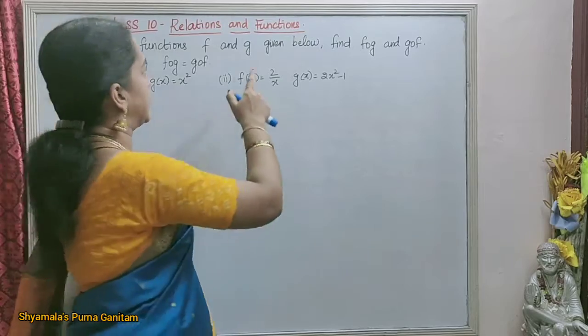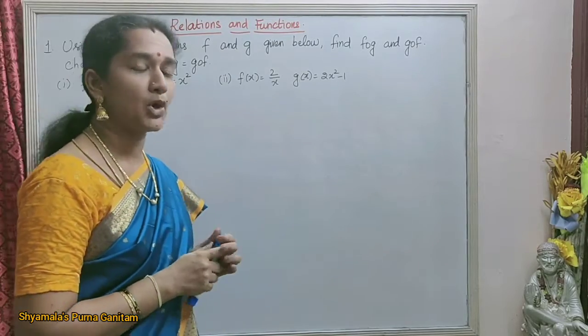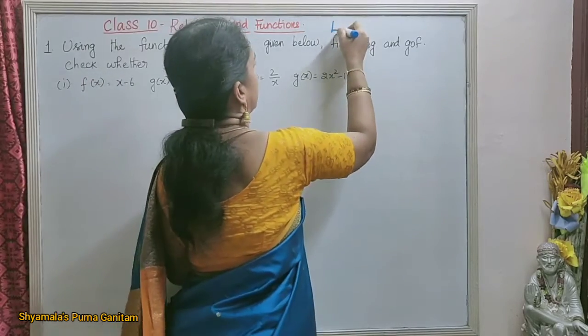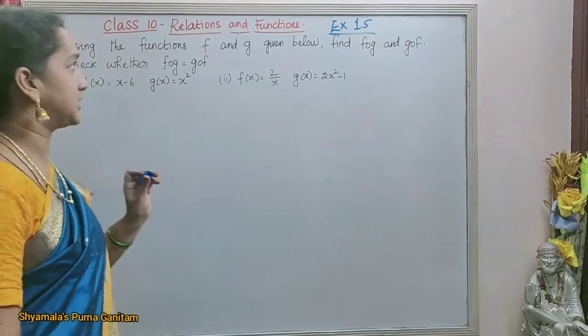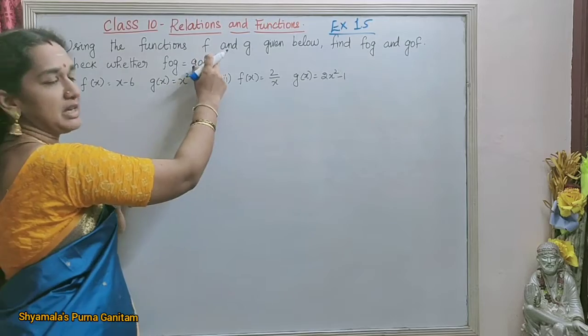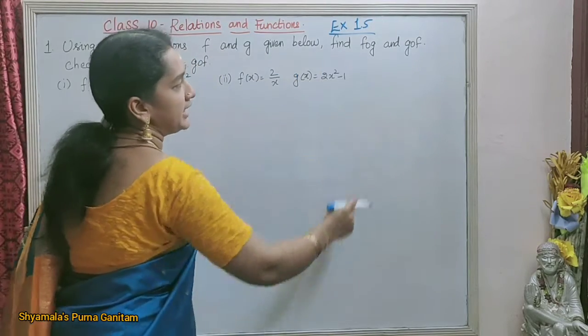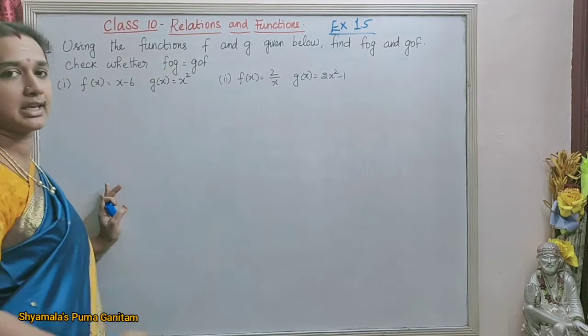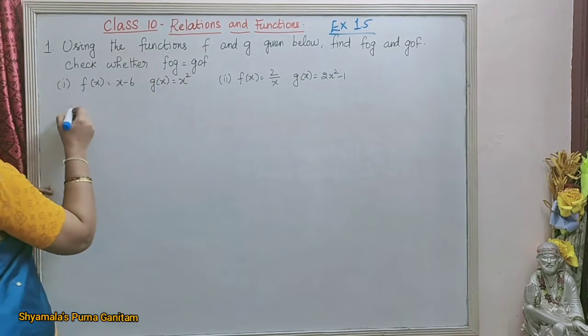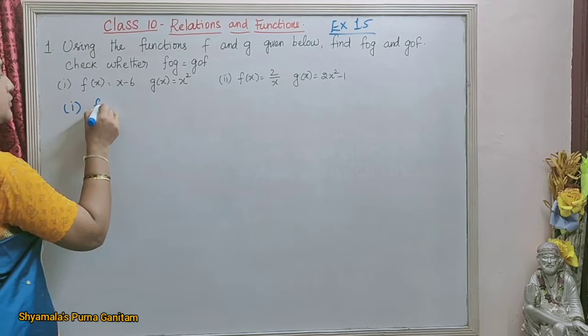Now we will do the exercise sums. Exercise 1.5. Using the functions f and g given below, find f o g and g o f. Check whether f o g is equal to g o f. Two sums are there. First I will do the first sum.